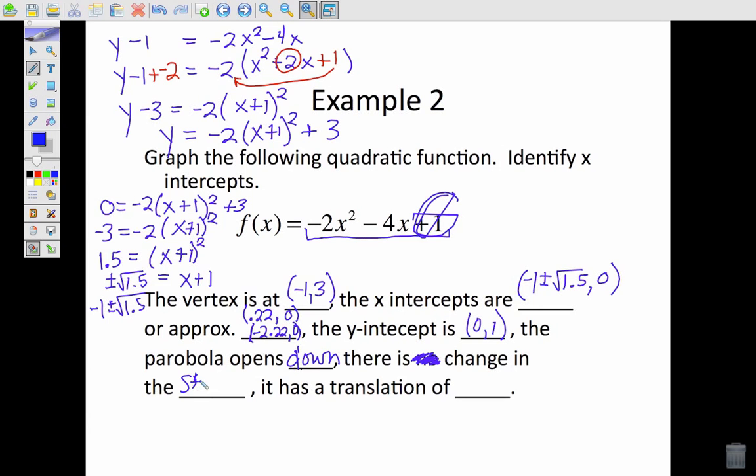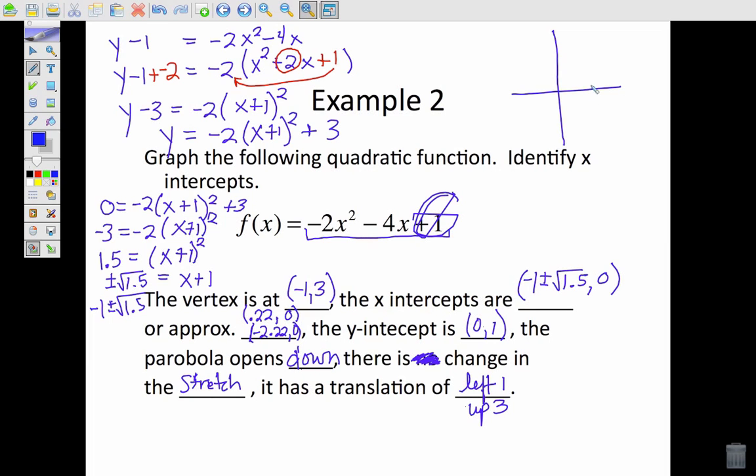There is a change in the stretch. It has a translation of, if you go back to your vertex, you're going left 1 and up 3.